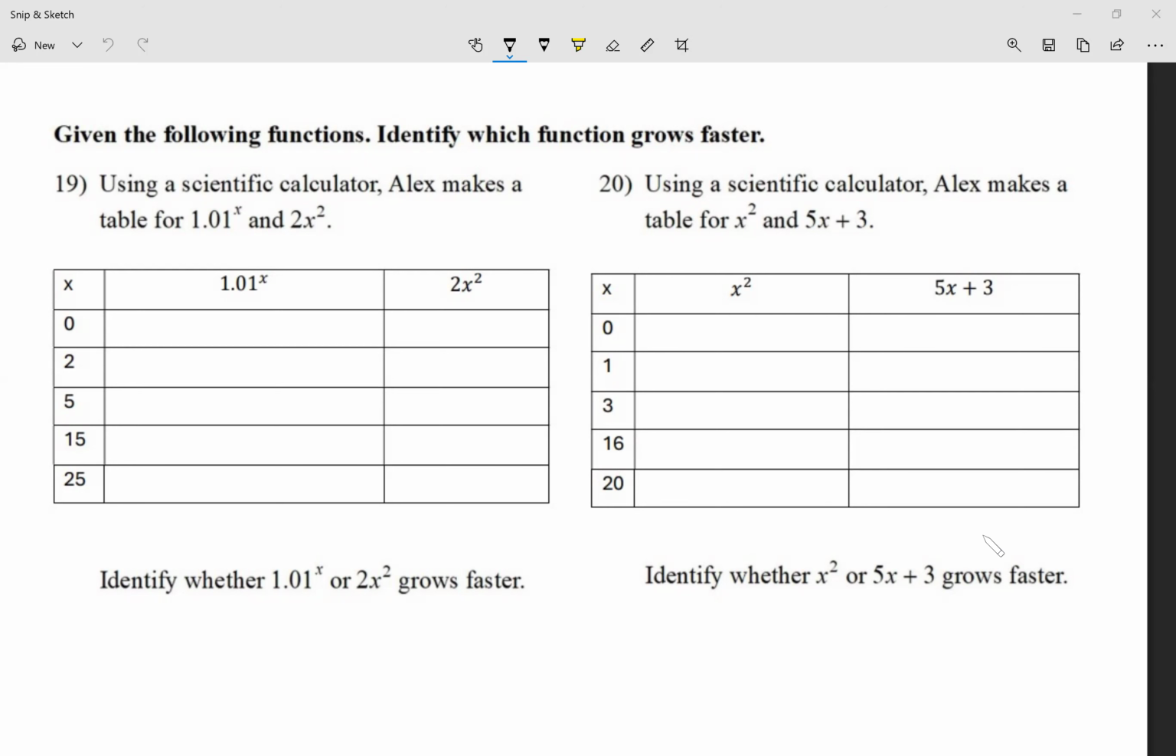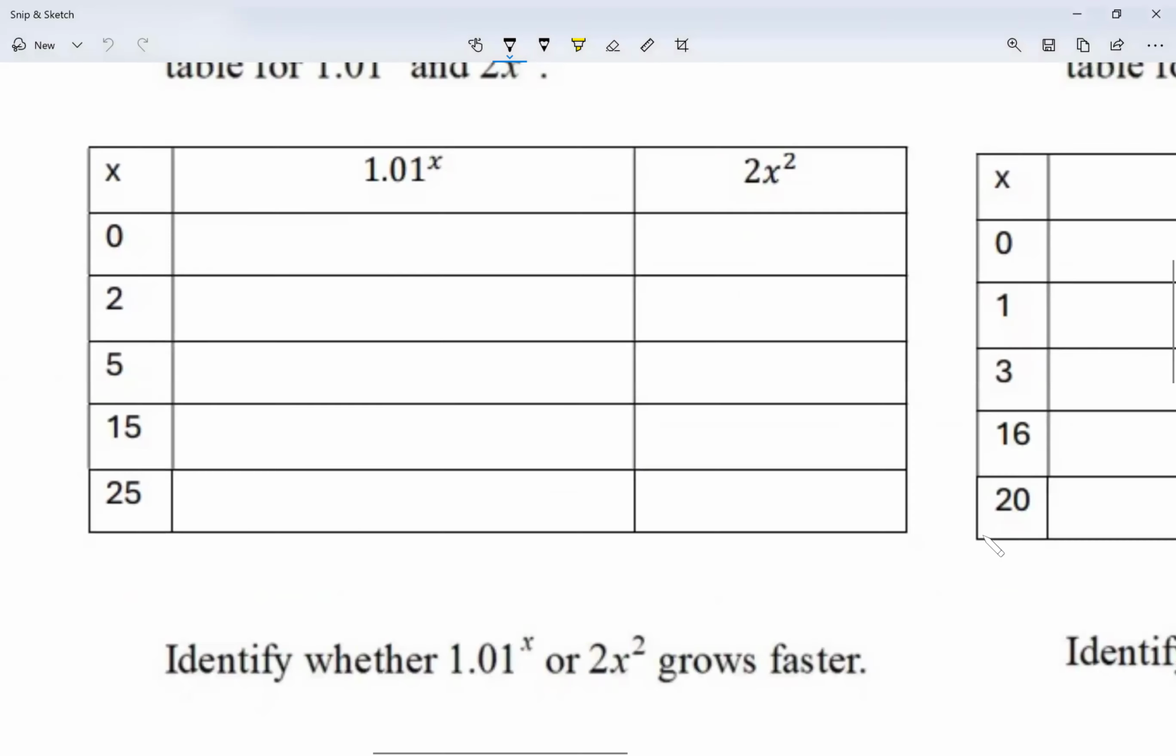Okay, let me find some values here. So I'm going to fill up this table. The values of x, I see a list here at the side: 0, 2, 5, 15, 25. So what I'm asking you in this case is to fill out your table here. Actually, let me do blue for this case. For the first function, let me use blue.